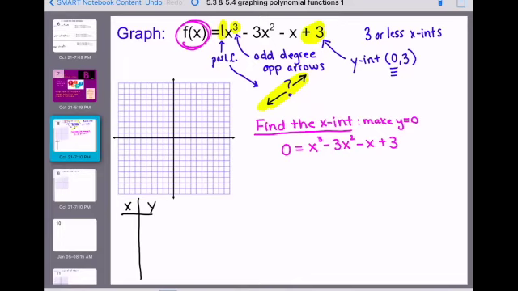Miss Ingle, are we also going to find the local maximums and minimums? We're going to talk about it. Yeah, we're going to talk about it. Okay.